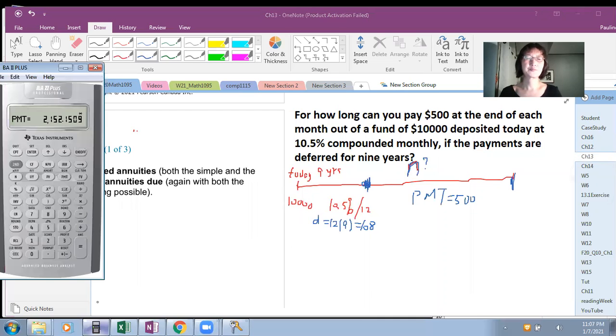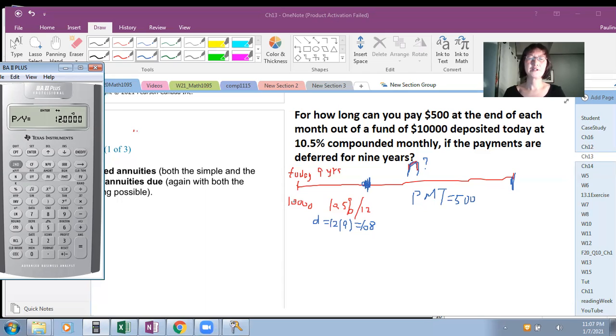So calculator. Second, quit. Make sure it is at the end mode, because see here, END. So in this question, each month, so PY equal to 12, second PY, 12, enter, down arrow key, CY is 12, enter, down arrow key.